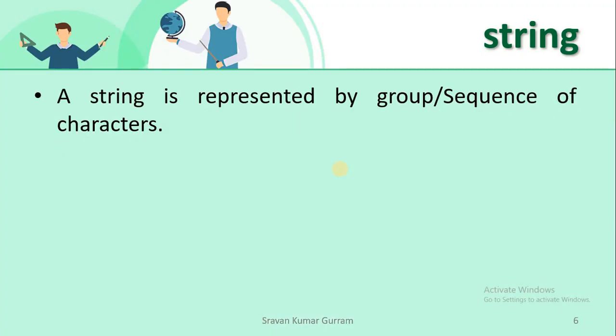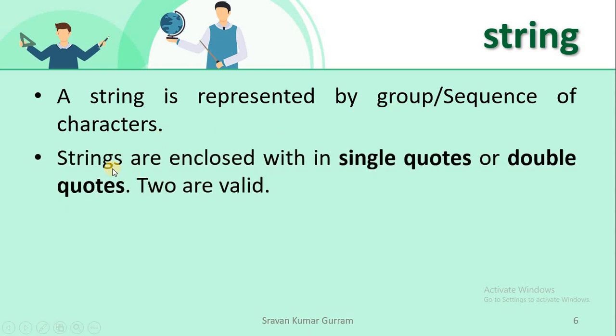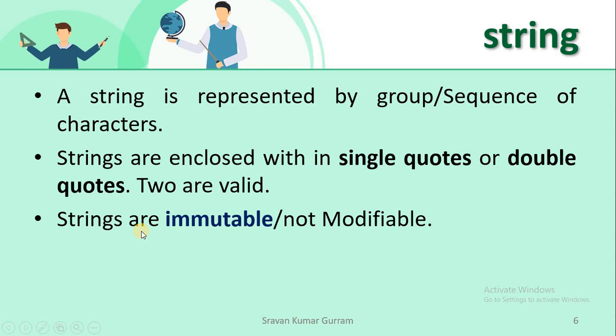First one is string. A string is represented by a group of characters or a sequence of characters. You may say a string is a collection of characters. String constants or string values are enclosed within single quotes or within double quotes. Both are valid in Python. Generally in C, C++, Java, string values are always enclosed within double quotes and character values are enclosed within single quotes. But in Python, strings are enclosed either in single quotes or in double quotes. Both are valid. This is a very important point.